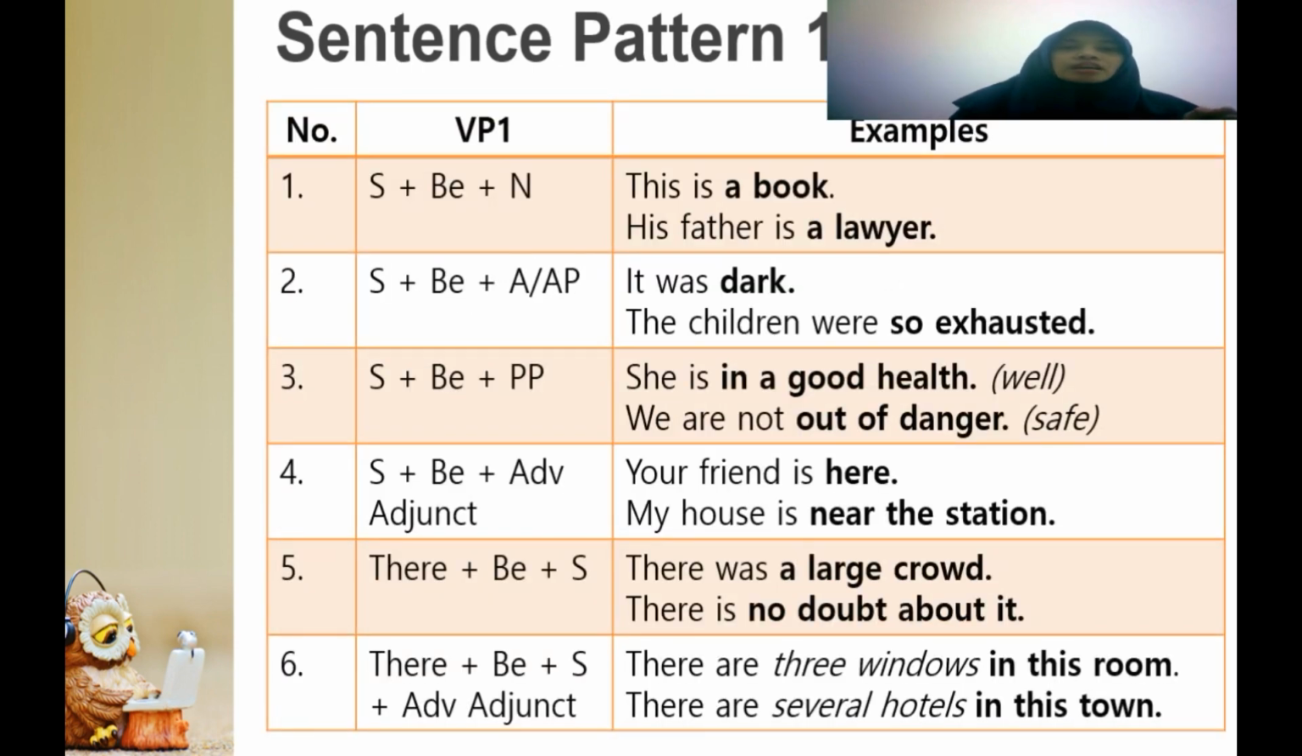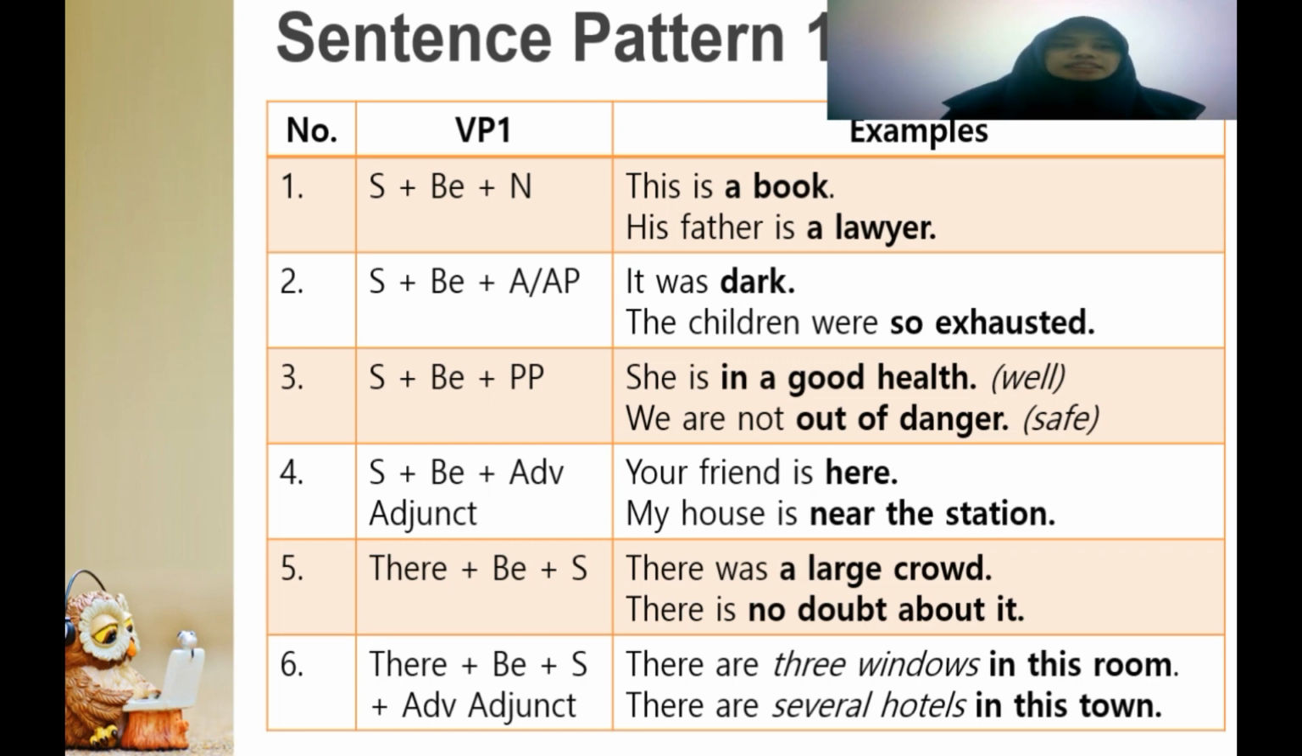Right, so there are some rules which belong to the verb pattern 1. I write here VP1, so I'm just going to give two examples for each. The first is the use of subject, be, and noun. For example, this is a book. So this is a book. And then the second one is his father is a lawyer. So a book and a lawyer here are the nouns that come after the subject and the to be is.